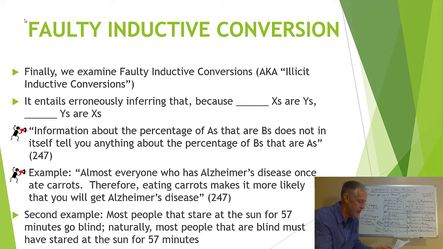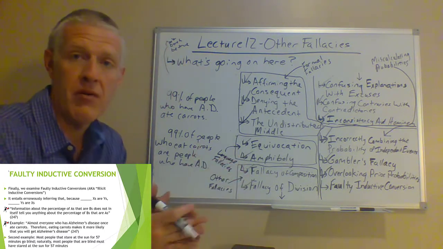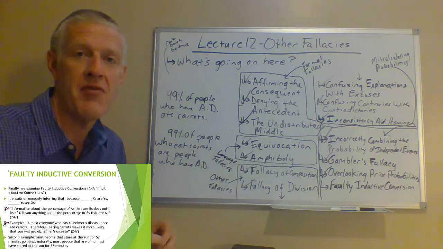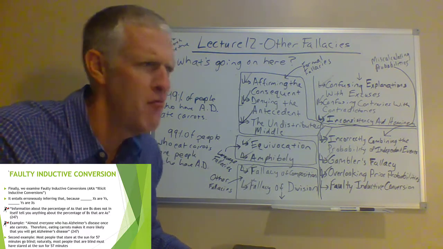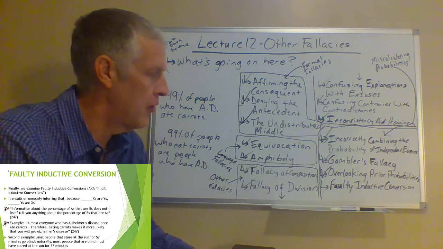Okay. Second example, this is mine. This is the very bottom of slide 17: most people that stare at the sun for 57 minutes go blind. You shouldn't conclude from that... That's almost certainly true, that if you stare at the sun for 57 minutes, you're probably going to go blind. But don't conclude from that that most people that are blind must have stared at the sun for 57 minutes. That's not going to be the case. They're probably blind from birth or from other sources rather than staring at the sun for exactly 57 minutes. Maybe they only stared at it for 55 minutes. All right, so another example of an illicit or faulty inductive conversion.